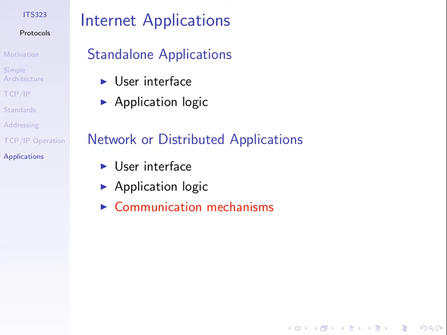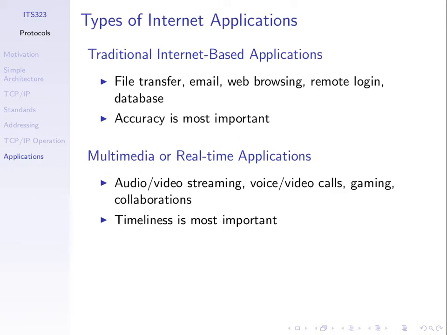We're focusing, of course, on network, or more specifically, internet applications. And we can break them into two different types. I'll call the traditional internet-based applications, things that we use on a regular basis. In fact, we use them all, probably. File transfer, email clients, web browsing, remote login, connect to other computers, database applications. And we can distinguish between these type of applications, which are about transferring data from one computer to another.